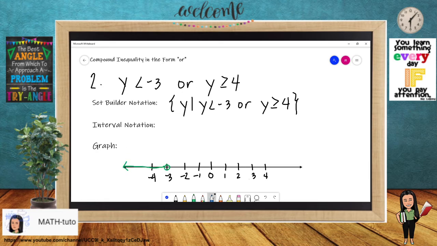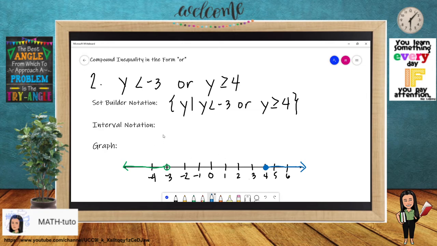And then for the other one, it is y is greater than or equal to 4. So, we shade at 4. Let's extend this a little: 5, 6. There. We shade at 4. Draw a circle at 4. Shade. And then, we shade to the right of 4. Okay? So, this is what the compound inequality y is less than negative 3 or y is greater than or equal to 4 means in terms of a graph.